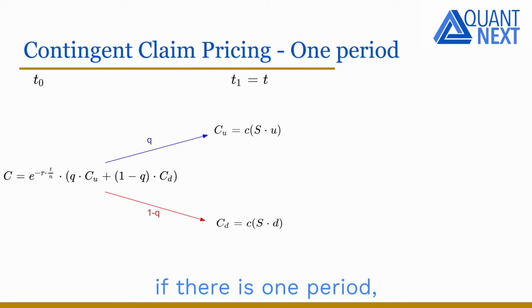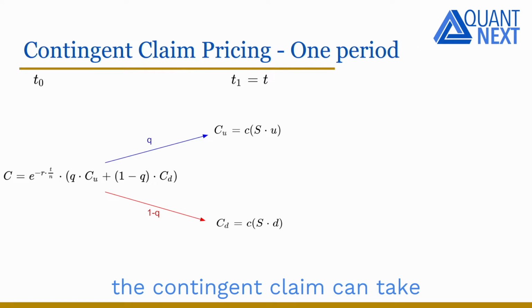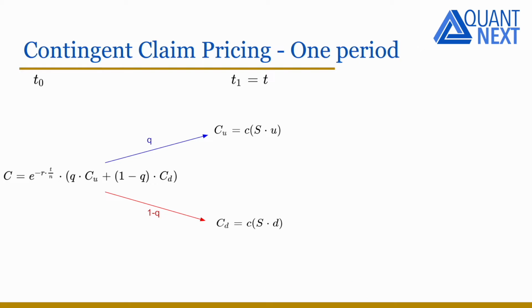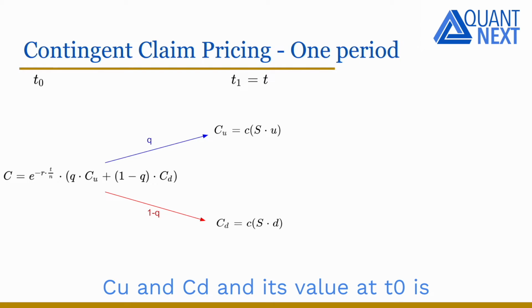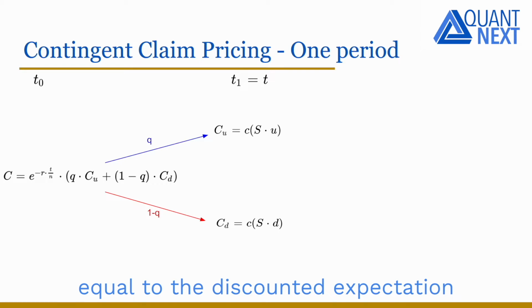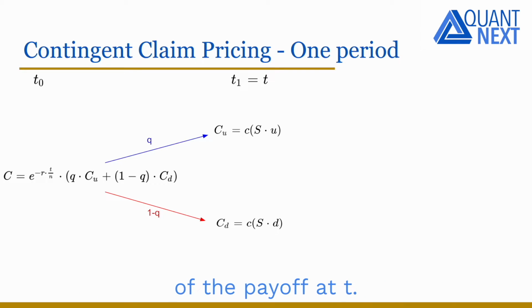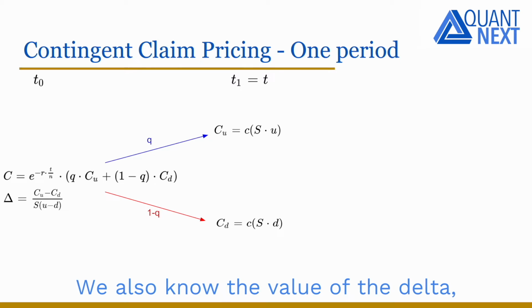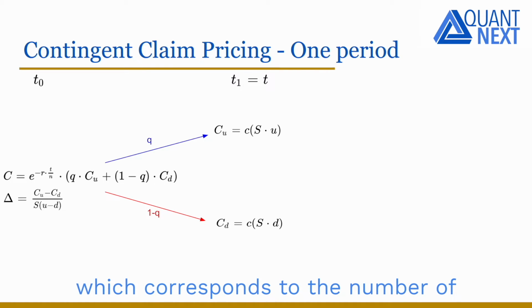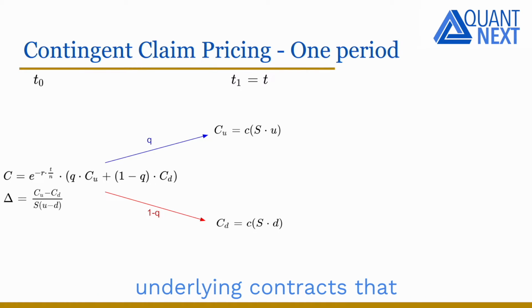If there is one period, the contingent claim can take two values at maturity, Cu and Cd, and its value at t0 is equal to the discounted expectation of the payoff at T. We also know the value of the delta, which corresponds to the number of underlying contracts that has to be sold in order to offset the risk associated with the price movement of the underlying asset.